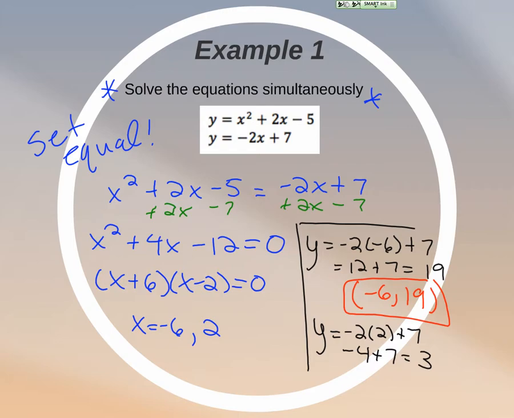And when I plug 2 in there, I get 3. So 2, 3 is my other point of intersection. So if you sat down and graphed both of these functions either by hand or using a graphing program and took a look, you would see that these are the 2 points where they intersect. And so it's one of those situations where the linear function cuts that quadratic function twice.